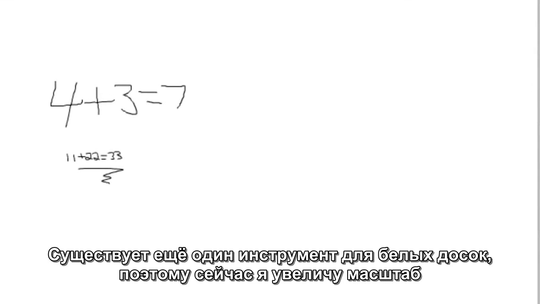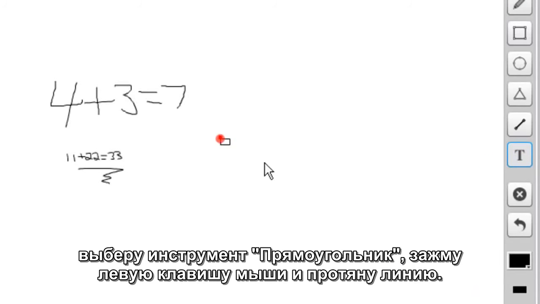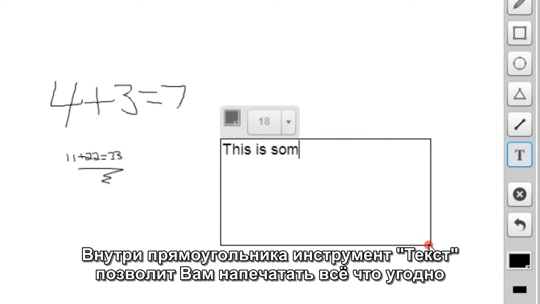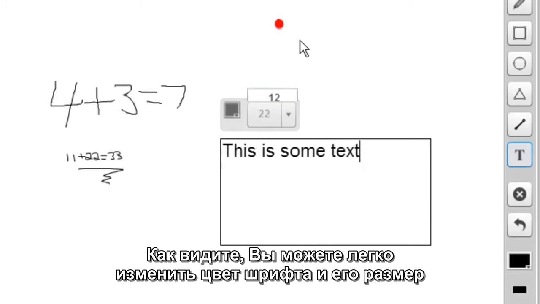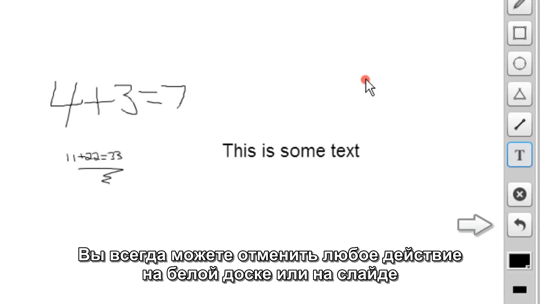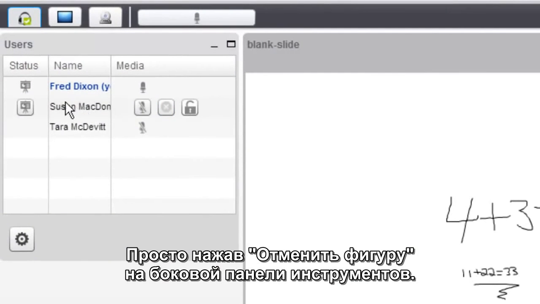There's also a text tool for the whiteboard as well. So let me zoom in, and I'm going to show you by clicking on the text tool. You can click and drag a box, and then inside that box you can type in whatever text you want. You have the ability to change the color of the text, and you can also change the font size as well. When you're done entering text, just hit enter. And for all the whiteboard operations, if you want to undo any of them, you can just click the undo button on the whiteboard toolbar.